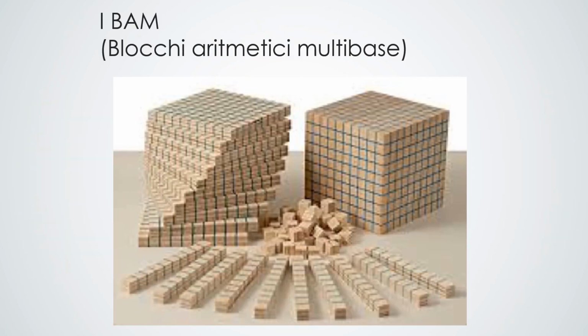For the representation of numbers, in order to understand the principle of the positional value of numbers and to work concretely in carrying out calculations, with the blind child it is also possible to use B.A.M., blocchi aritmetici multibase, a structured material mostly made of wood, consisting of various types of pieces. The short cube, which is worth 1, the unit. The long one, which is worth 10. The plate, which is worth 100. The cube, which is worth 1000.